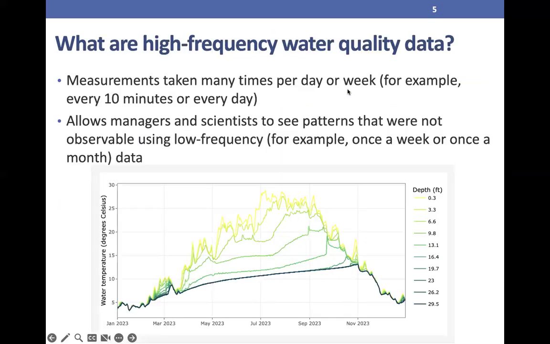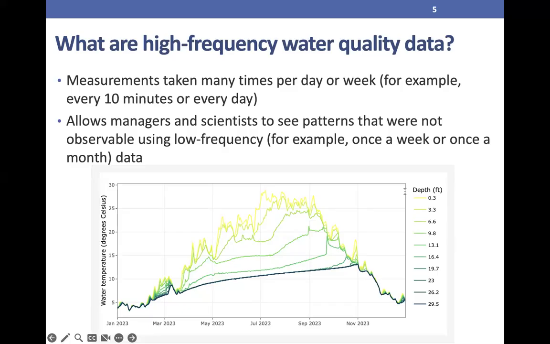High-frequency water quality data are measurements of various attributes of a water body, such as temperature, dissolved oxygen, pH, and so on, that are taken many times during a day or during a week, for example, every 10 minutes. This is different from low-frequency data, which are only collected perhaps once a week or even once a month. High-frequency data allow water managers and scientists to observe and analyze patterns and trends in water quality that were not previously visible using low-frequency measurements.